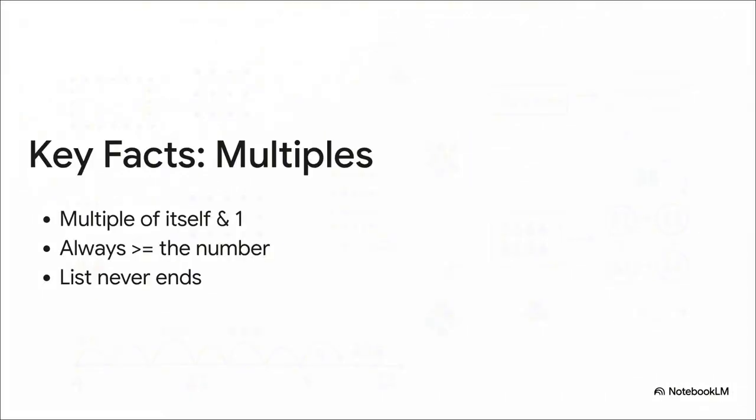Because multiples are built out of your starting number, they are always greater than or equal to it. And because numbers go on forever, their list is completely infinite. There is literally no such thing as a largest multiple. Also, if you ever need to check if a random number is a multiple of another, just divide it. If there's 0 remainder, congratulations, you found a multiple. And just like with factors, every number is a multiple of itself.